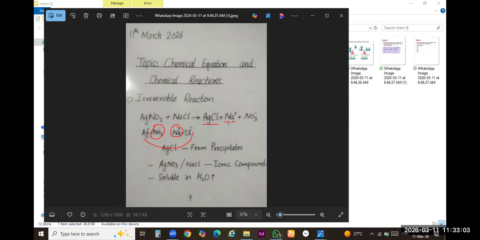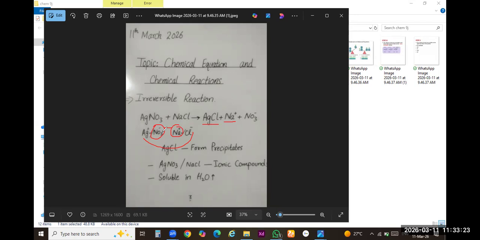In the second step, sodium reacts with nitrate. It will produce sodium nitrate, NaNO3. Again, we will write positive ion first and negative ion later. Because this step is not included in your syllabus, I have not added it in the screenshot.